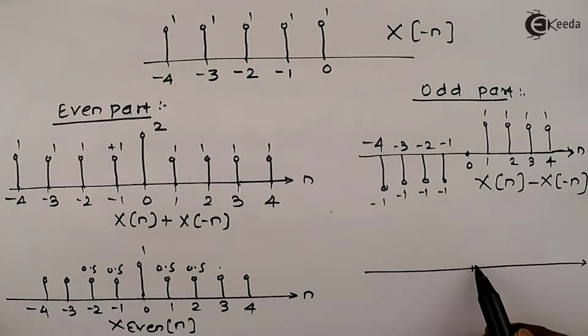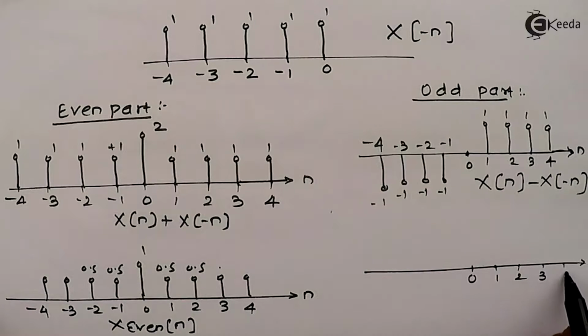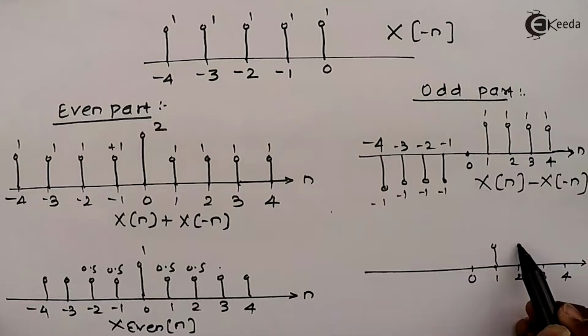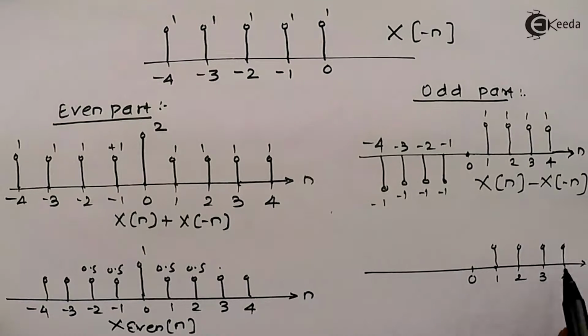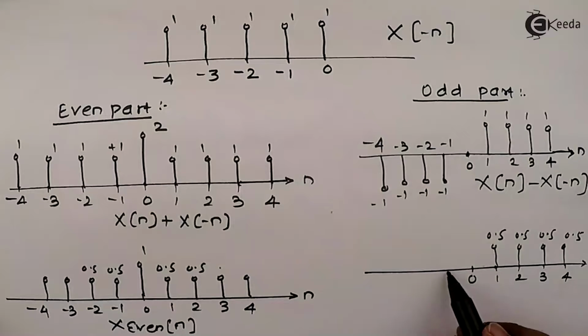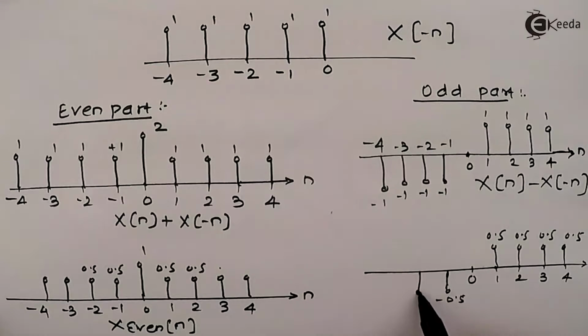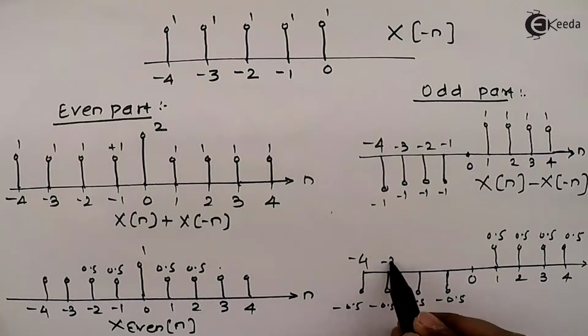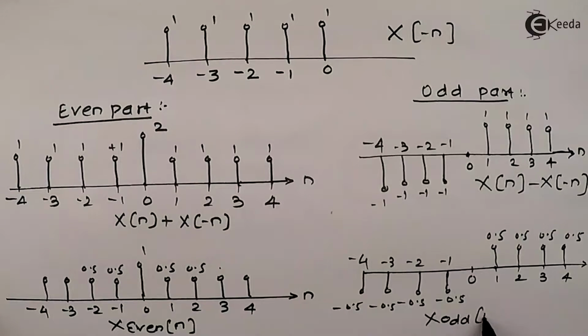so that we will get values just having half the magnitude. And for negative it is minus half. So this is the odd part of x of n.